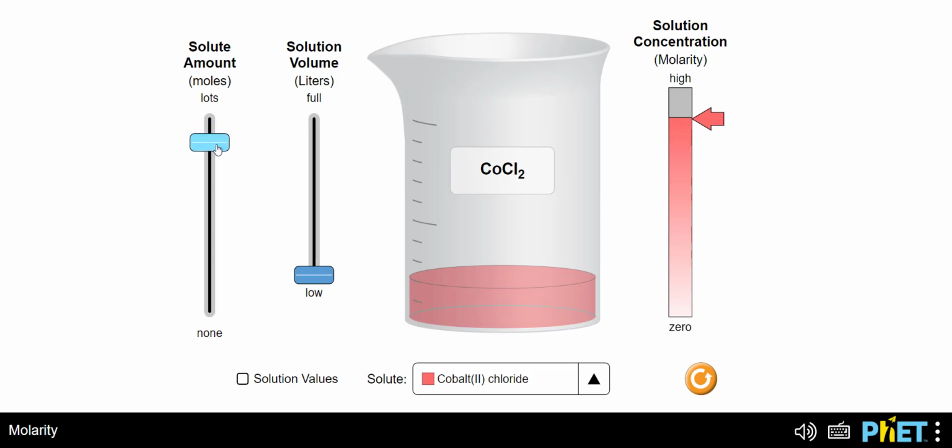And what that means is once I hit this point of saturation, any more cobalt chloride that I add in here won't dissolve, because I've saturated the solution. I have put as much stuff in there as it can handle, and adding more won't affect the concentration.